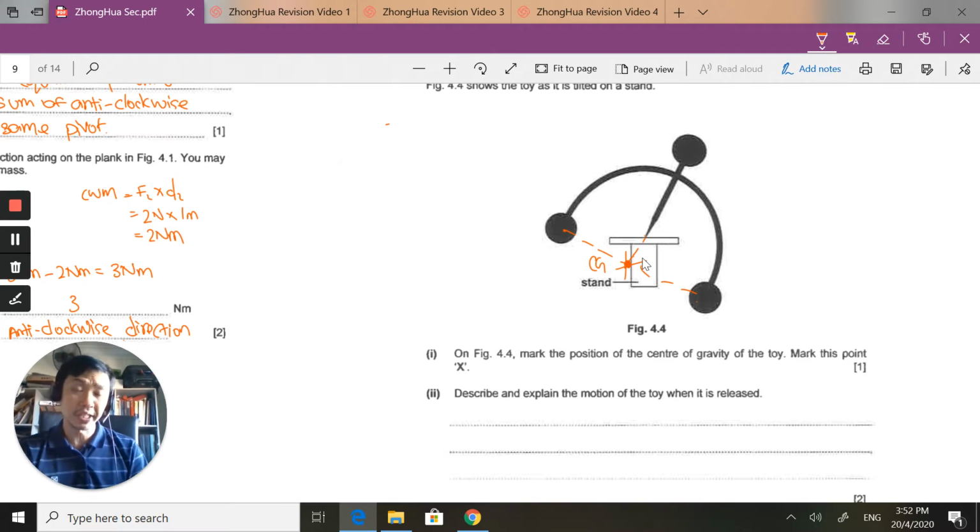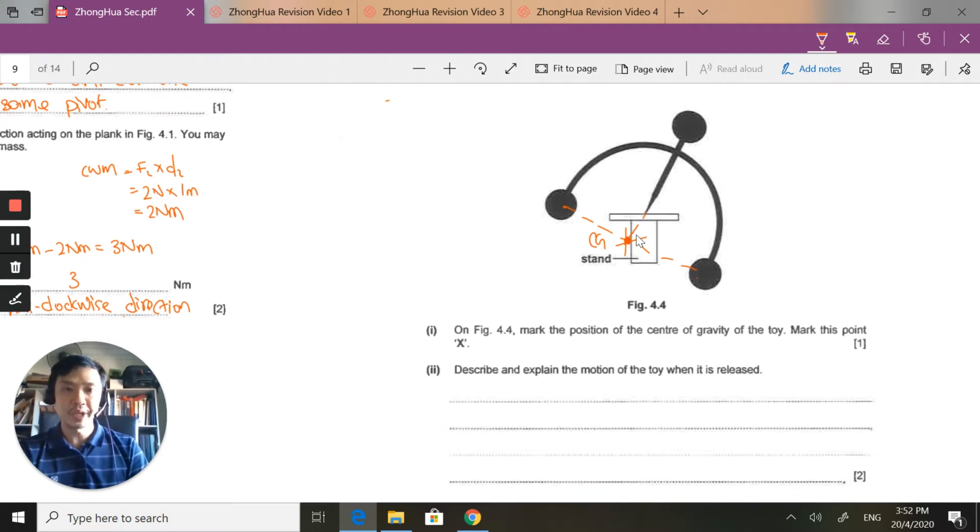Let me explain it first in my words. The CG is where all the mass, where all the weight of the object acts. So I'm going to draw this force called the weight, and weight is always perpendicularly downwards. So this is going to create an anti-clockwise moment, and this is the pivot. Therefore, the toy is going to rotate anti-clockwise back to its starting position because the weight is going to create an anti-clockwise moment about this pivot.